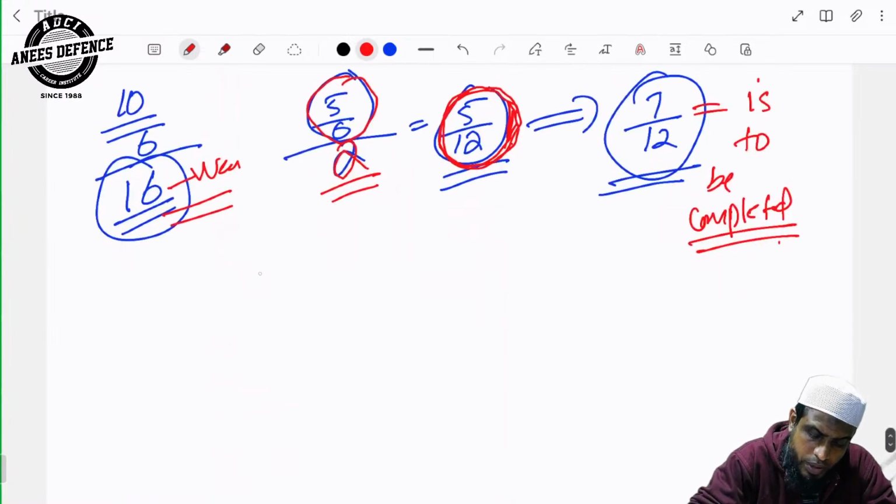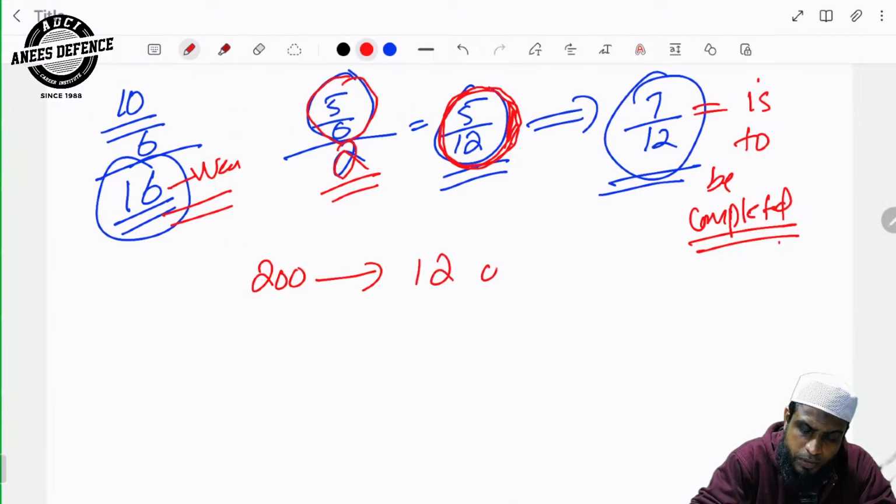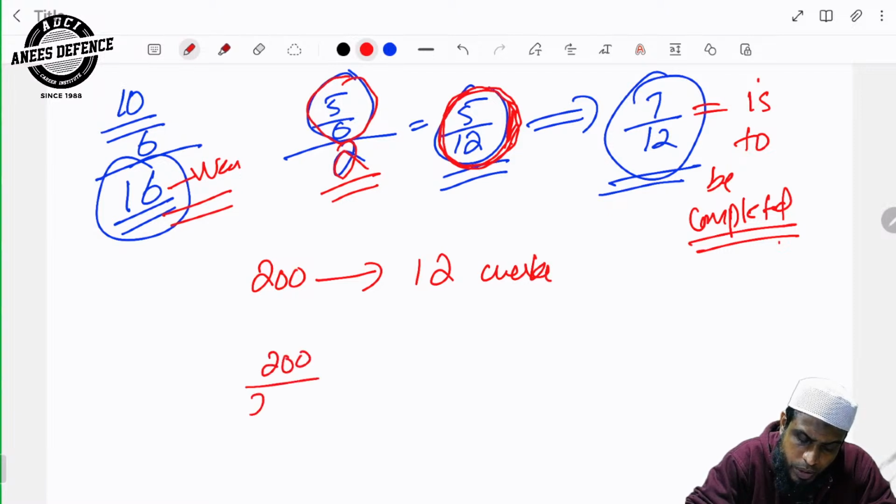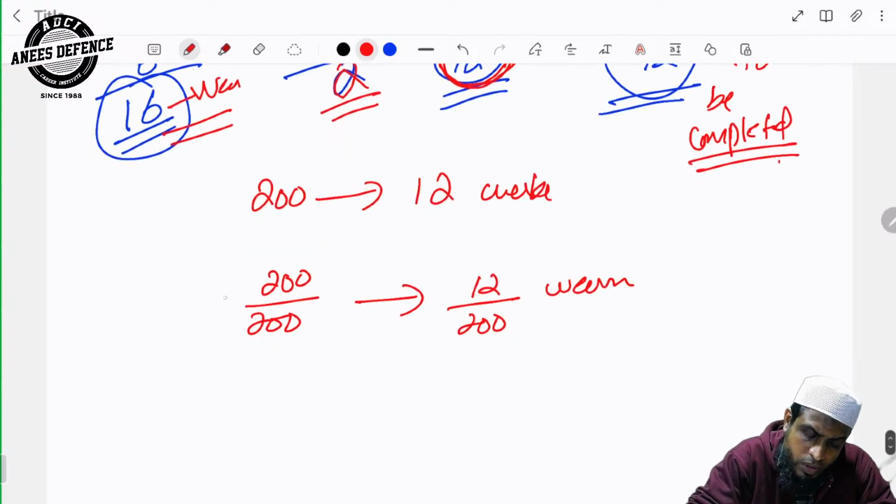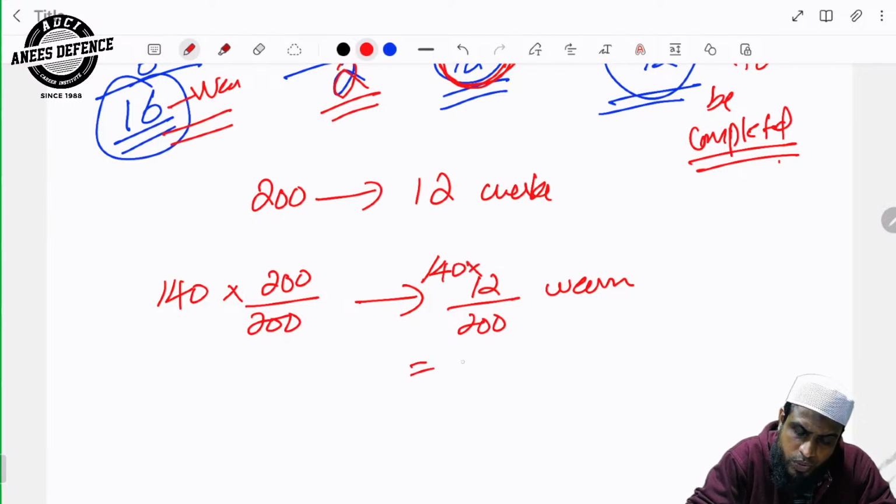So 200 people can complete the work in 12 weeks. So how will 140 people do it? We can do it like this. 200 into 12 weeks, we will divide both sides by 200. So 200 by 200 implies 12 by 200 weeks into 140. So 140 people can do the work in how many weeks?